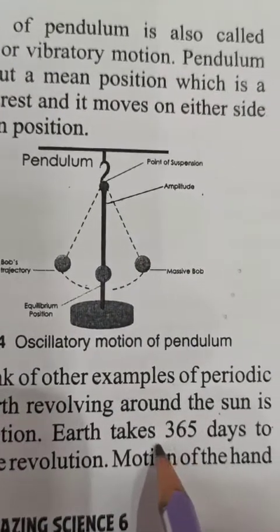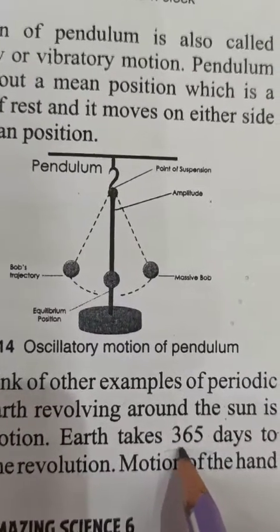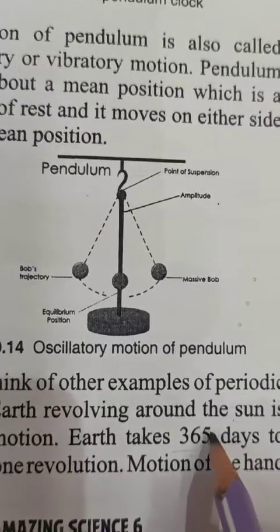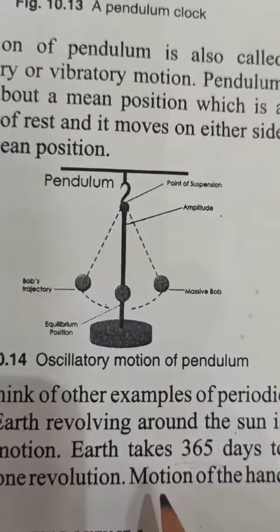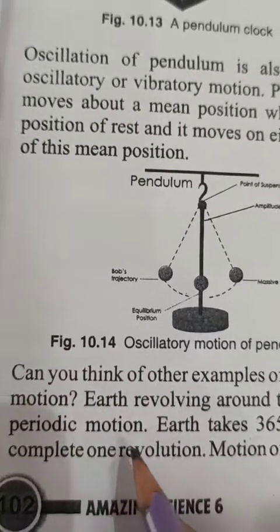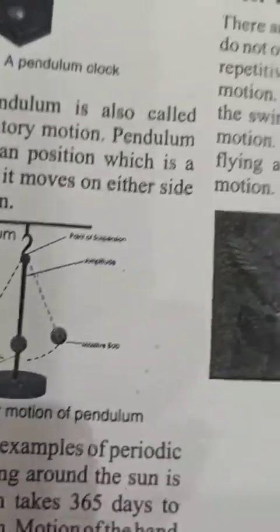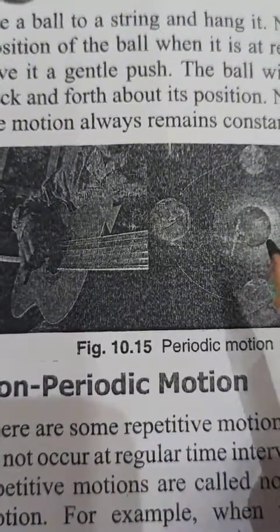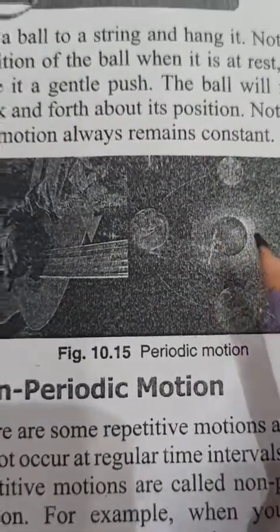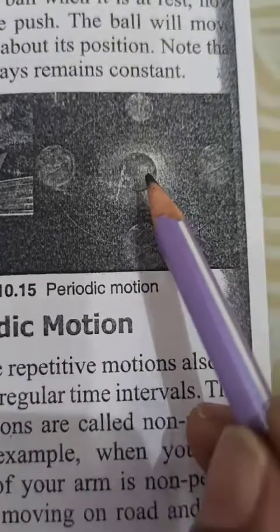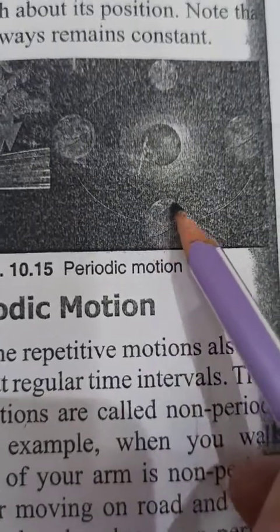So there is a fixed time interval, and after 365 days it can complete its one revolution. So that's why we can say that it is a kind of periodic motion. See here in your book, a diagram is given about periodic motion and revolution. You can see here, this is the sun and this is our earth.